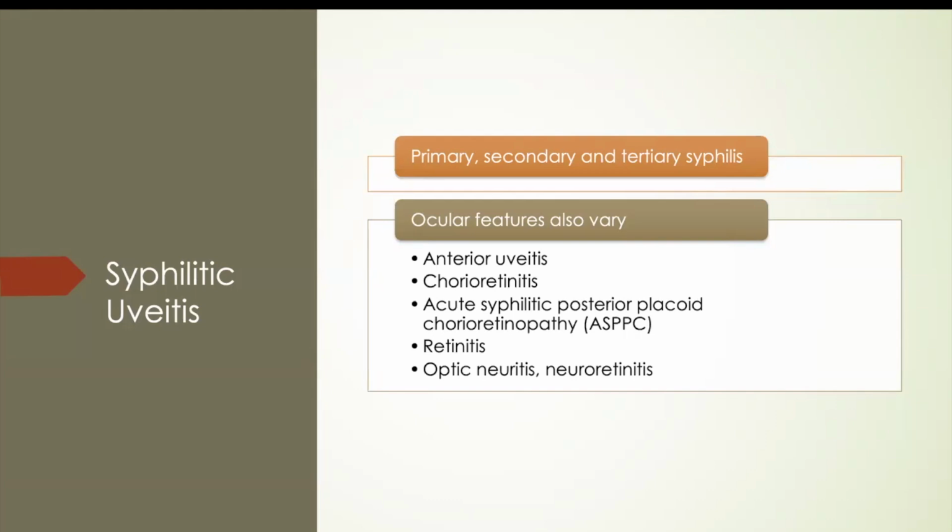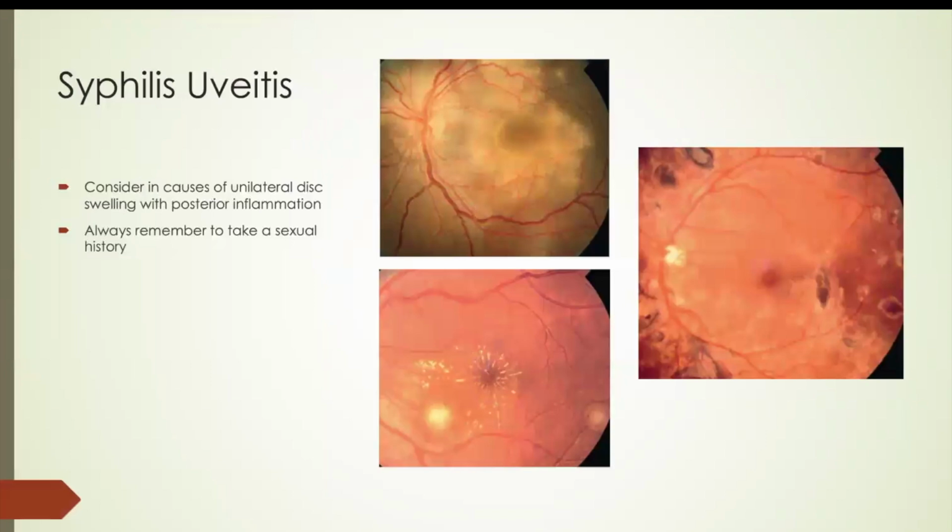There's a specific syndrome with acute syphilitic posterior placoid chorioretinopathy. That's something that you can see at the back of the eye, particularly at the macula, a retinitis, and it can also affect your optic nerve with a neuroretinitis. If you're getting a unilateral disc swelling, posterior inflammation, do consider syphilis as a potential cause. Remember to take a sexual history from this patient.